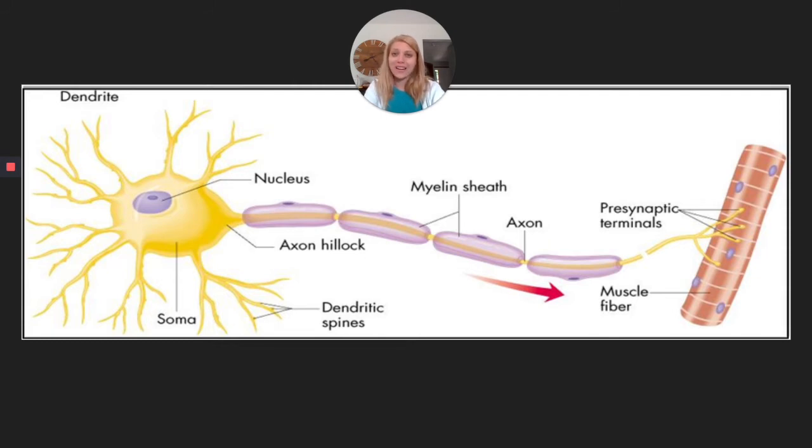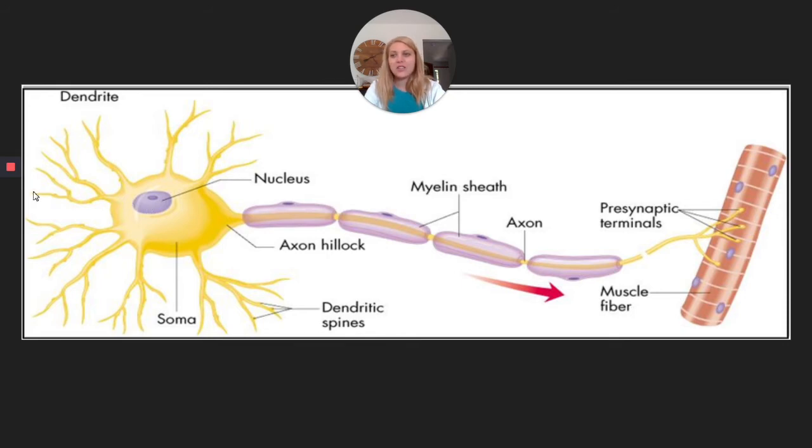And the cell body of a neuron is known as a soma. And so this round part right here that I'm outlining, that is our soma, or the cell body. And it is responsible for the processing of information. You can see that the nucleus then is inside of it.